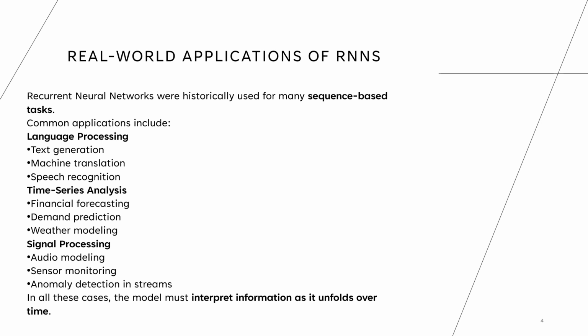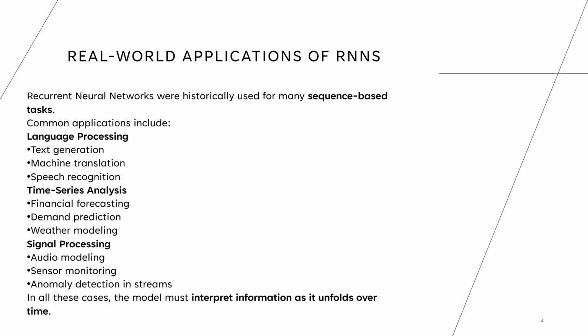Finally, RNNs have been used in signal and sensor data analysis, such as monitoring industrial equipment, analyzing biological signals, or detecting anomalies in streaming data. In all of these examples, the key challenge is the same. The model must interpret information as it unfolds over time, not just as isolated observations. This is precisely the type of problem that recurrent neural networks were designed to address.